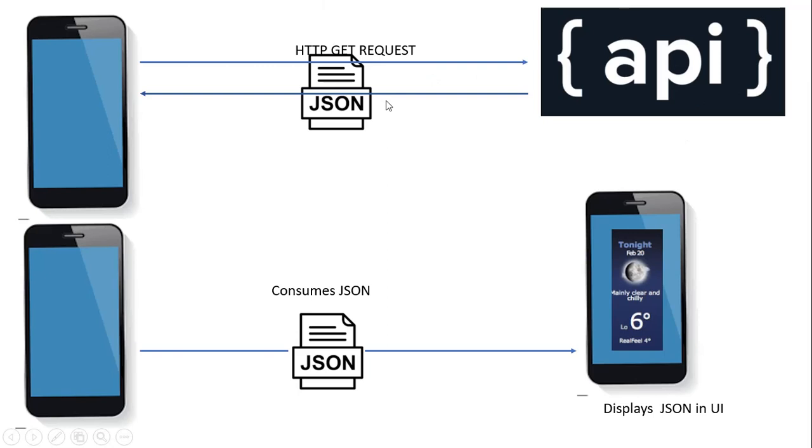So what we're going to do in this case, and this doesn't have to be JSON, hey, it can be XML as well. That would be pretty sad. But we mainly use JSON, which is the JavaScript Object Notation. So a mobile phone will send an HTTP GET request, usually with a parameter in it, to the API. The API will reply with JSON.